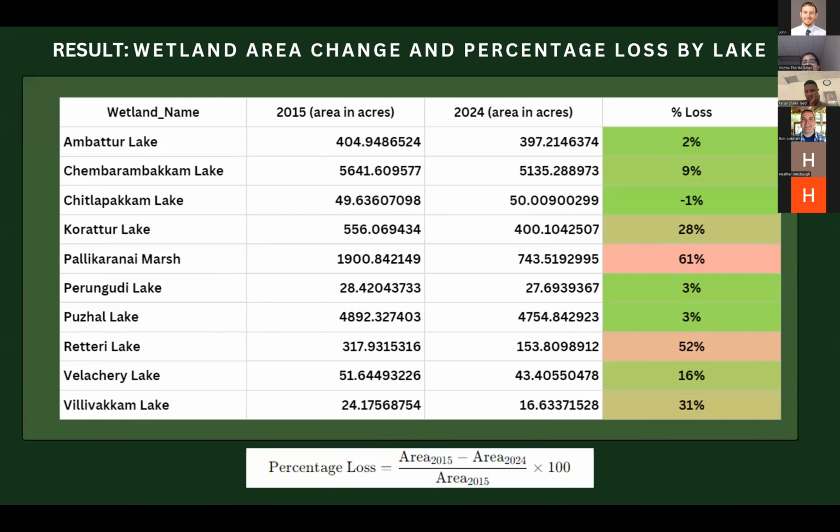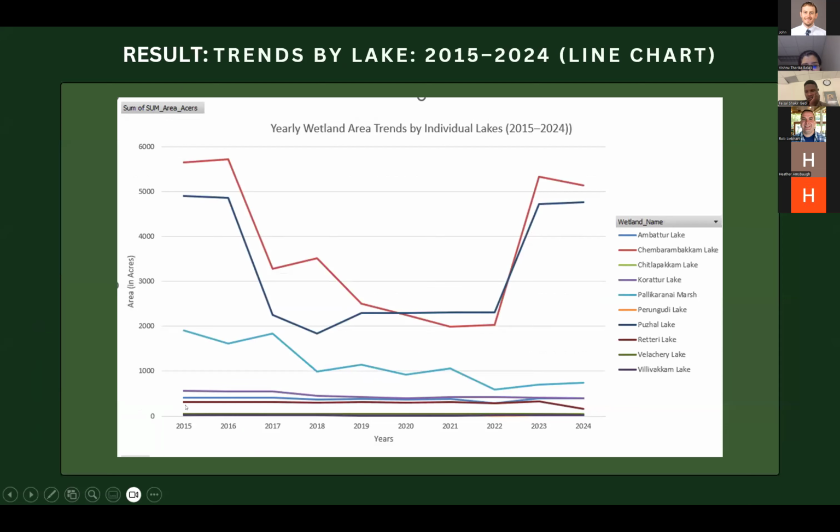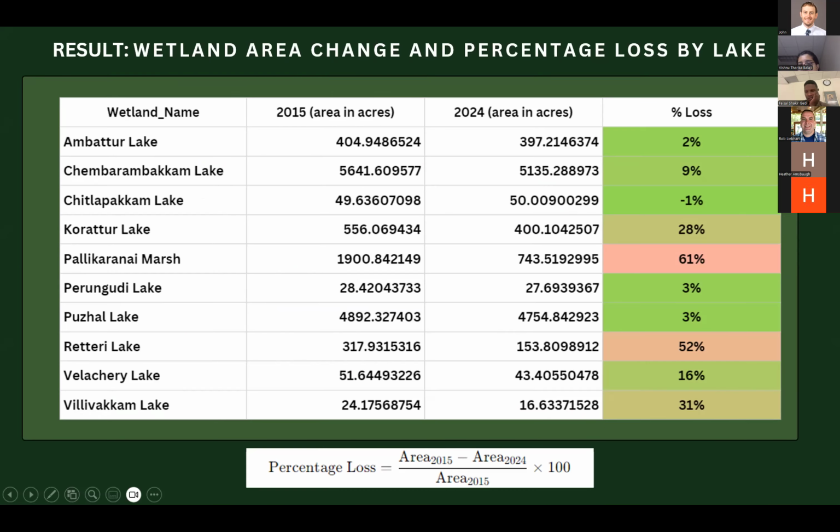And this is the percentage loss that I calculated using this formula. As we discussed earlier, Pallikaranai Marsh has seen the worst degradation of all. Following that is Retteri Lake, and next is Korattur Lake. We can see over here, Retteri Lake is pretty stable, but towards the end, it's seeing a steep decline. That is what is shown in this table.